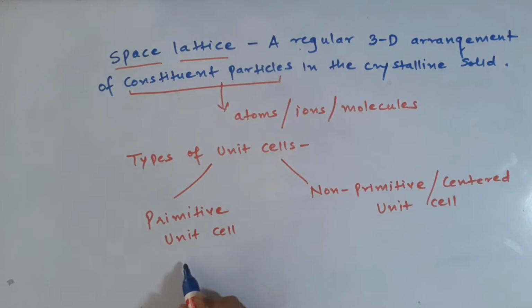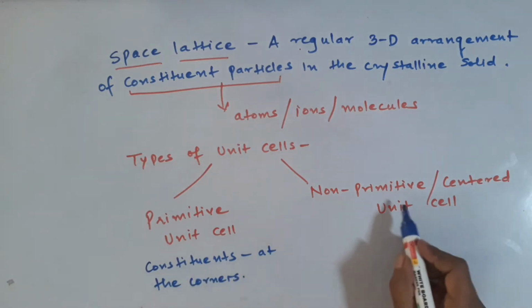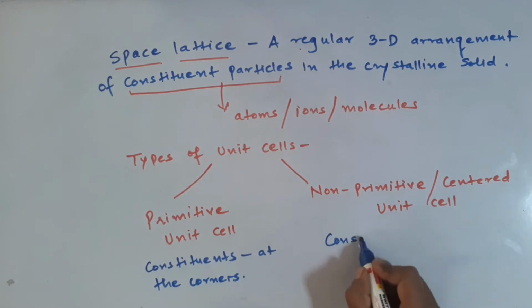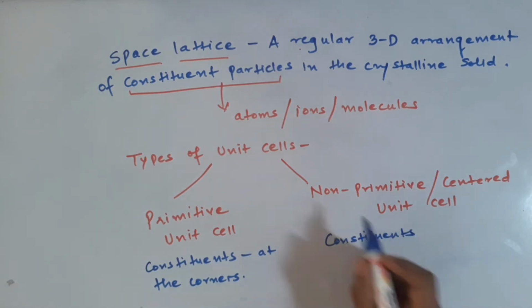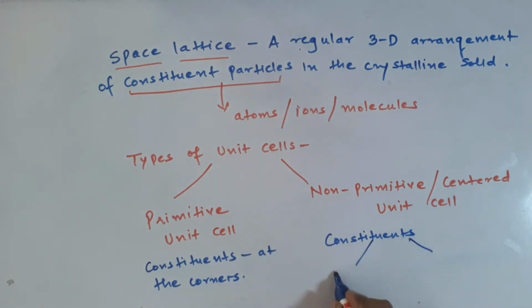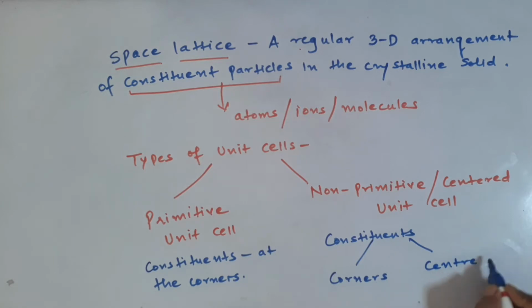So primitive unit cell, we will see what is the classification. The constituents are going to be present at the main positions, that is corners. They are going to be present at the corners, but in non-primitive unit cells, the constituents will be present not only at the corners but also at some other positions. So we will have two positions, corner position and some other positions as well. Those positions can be the centers of your body or the centers of faces. So these are the two types.